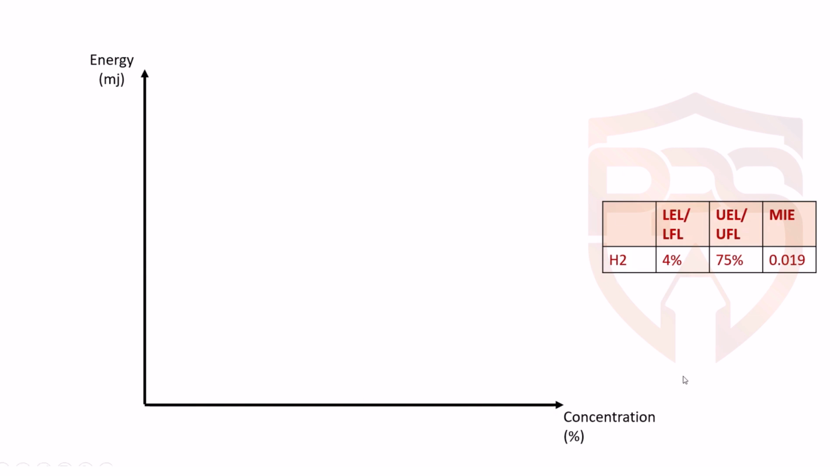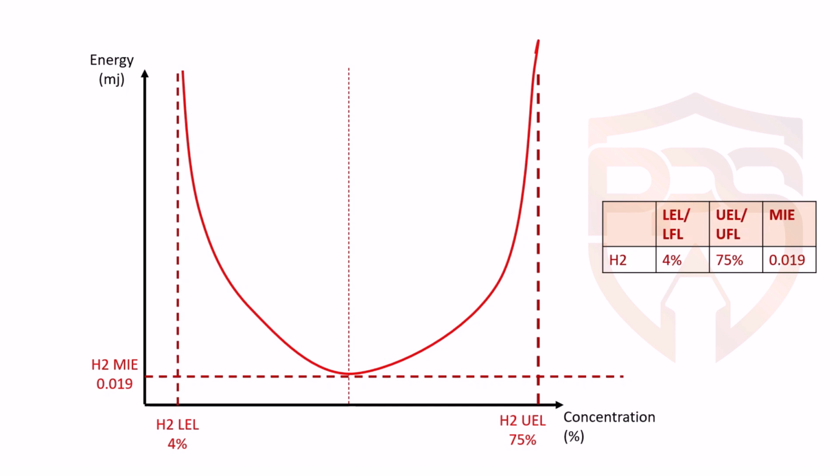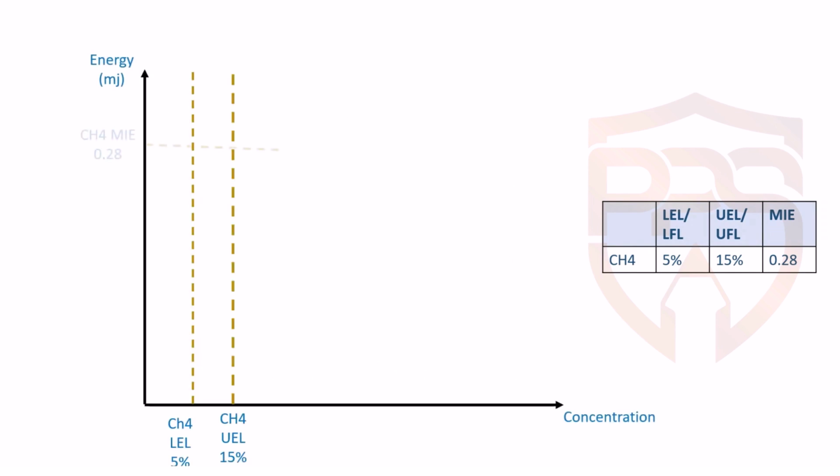We mark the values of LEL, UEL, and MIE on the graph, and the result shows the conditions required for an explosion. The amount of energy needed is very small, so even static electricity from clothes or hair can cause ignition or explosion. That is why the strictest safety rules must be applied in areas where hydrogen is present. In the same way, we draw the chart for methane and define its explosion range.